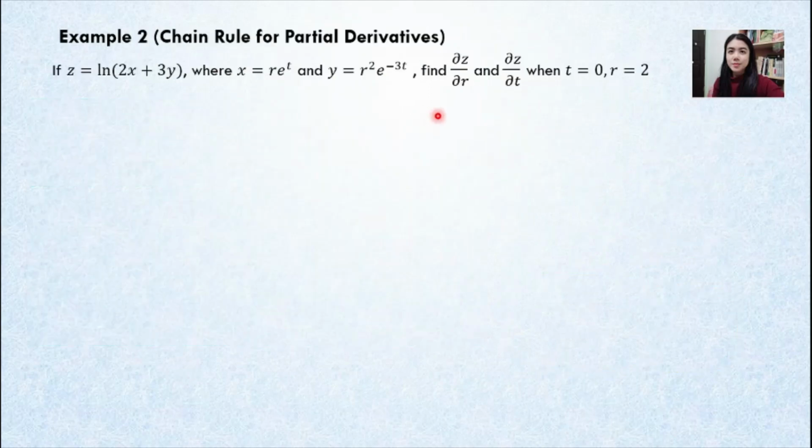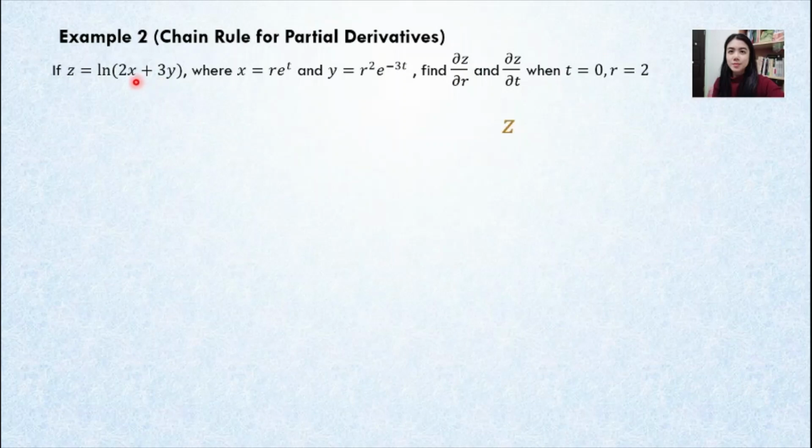In example 2, you need to find ∂z/∂r and ∂z/∂t when t equals 0 and r equals 2. First of all, let's construct the tree diagram. Let's analyze what we have in the equation z. In the equation z, we have the variables x and y. So you should begin your tree diagram with the node z.